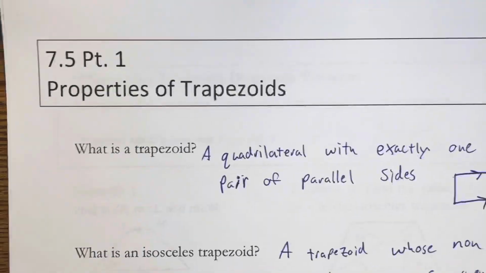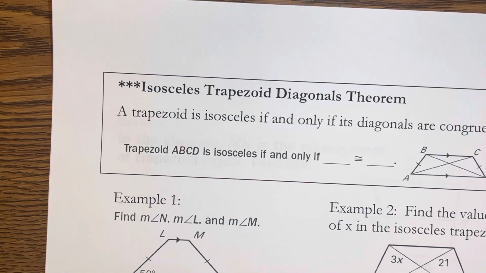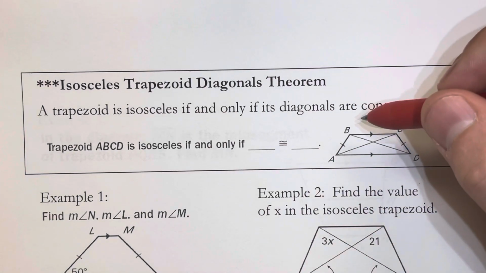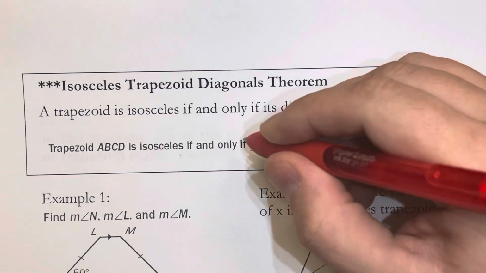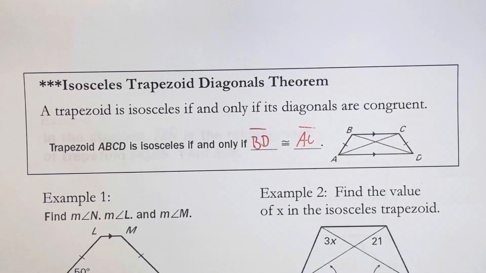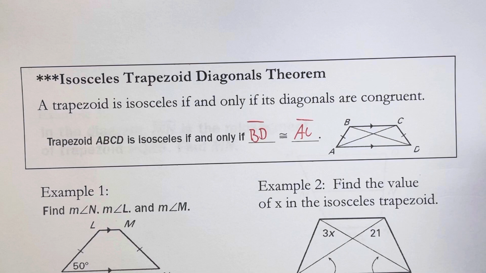Okay? All right, last piece. If the trapezoid's isosceles, then the diagonals are congruent. So that means the whole thing, BD, is congruent to AC. Okay, so that's just for an isosceles trapezoid, not every single trapezoid.